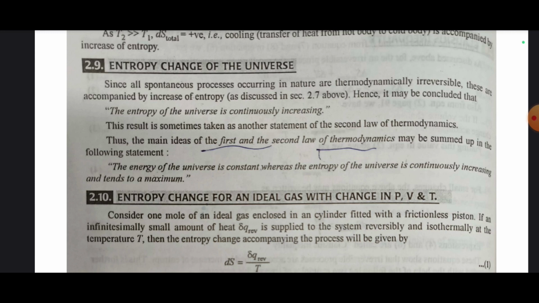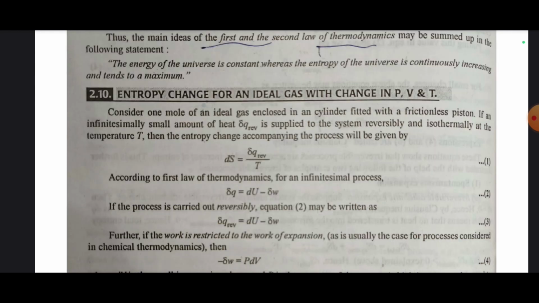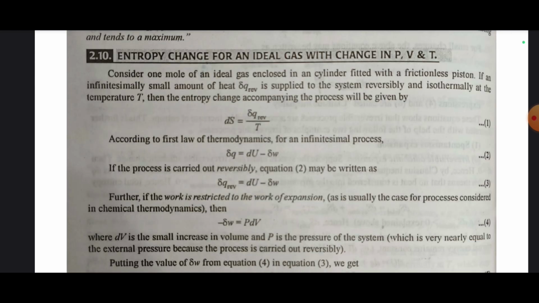Thus, the main idea of the first and second law of thermodynamics may be summed up in the following statement. The energy of the universe is constant, whereas the entropy of the universe is continuously increasing and tends to a maximum. 2.10 Entropy change for an ideal gas with change in P, V and T.